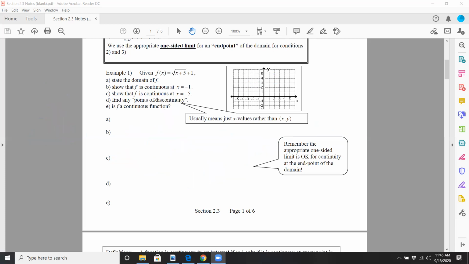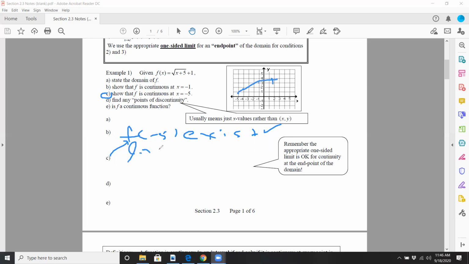Let me clear that up. So, does f of -5 exist? So now we're doing c, by the way. Yeah, of course it does. I know it's 1, right from my table that I just did, and my graph as well. Let me replicate the graph again. Sorry about that.